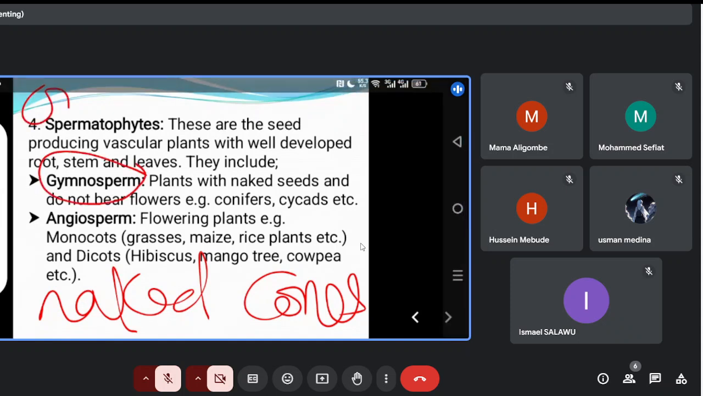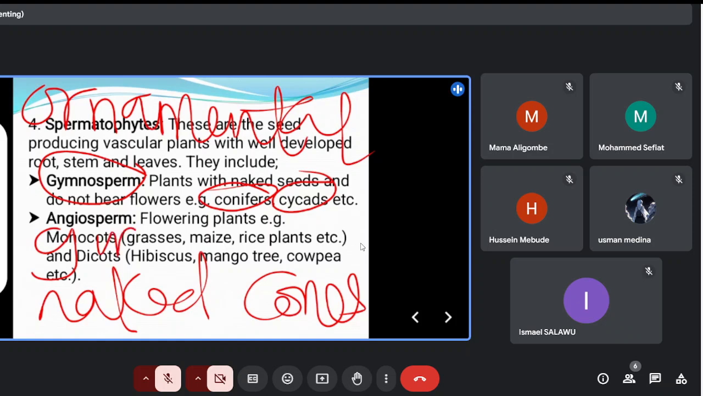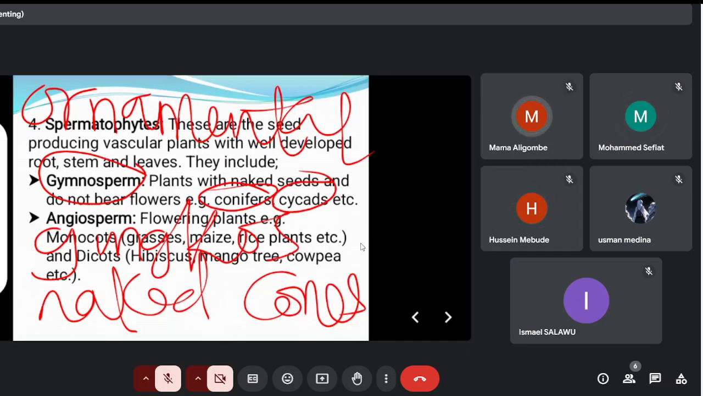They are mostly ornamental plants. Please note that. They are mostly ornamental plants, like our popular pine tree, the Christmas tree, the pine, the conifers, the cycads, the ginkgos. Please note that too. The ginkgos. I want to believe we are jotting. We have our pen and jotters, right? Yes, ma. Good.